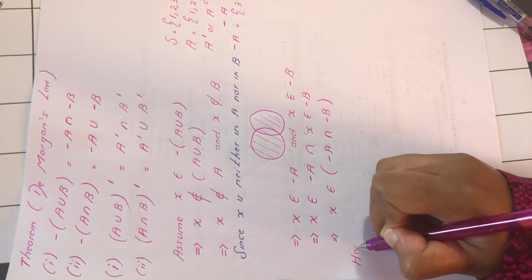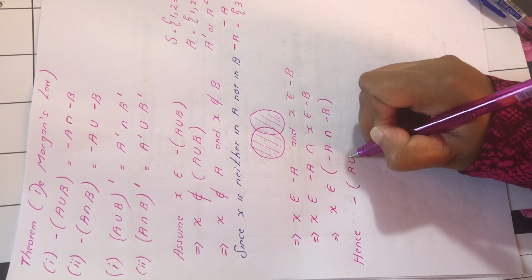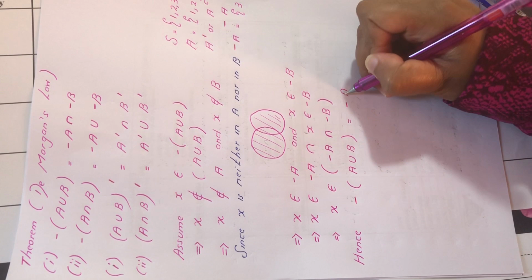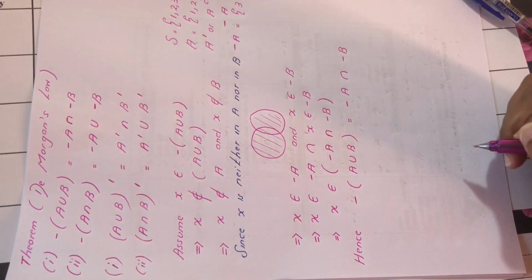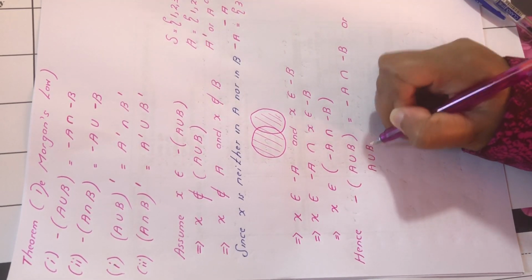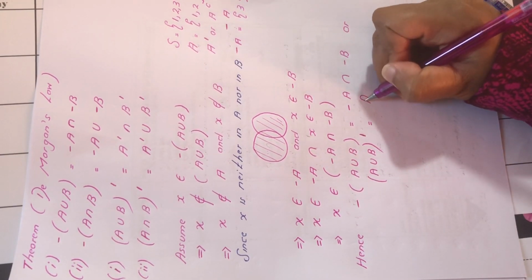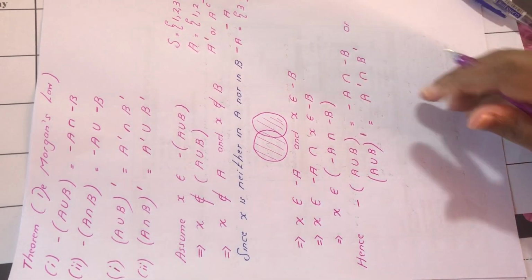Hence, the complement of A union B is equal to the complement of A intersection the complement of B, or A union B complement is equal to what? A complement intersection B complement. The second law follows the same principle as the first one.